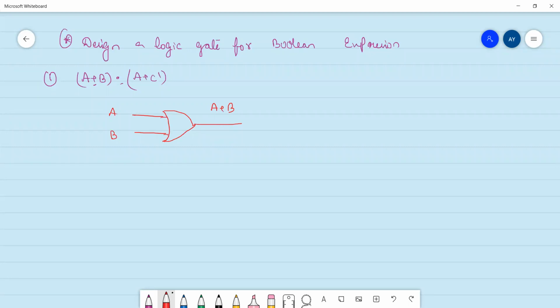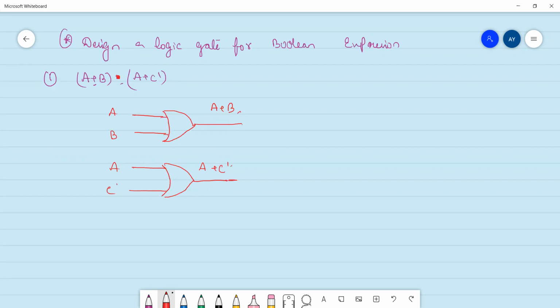And in the same way, you got it for A plus C. So A is this and C is this. So you have to make a connection, and this will be A plus C dash. Let this be C dash. So A plus C dash. And they're asking an AND, so you got to make a connection between these both.